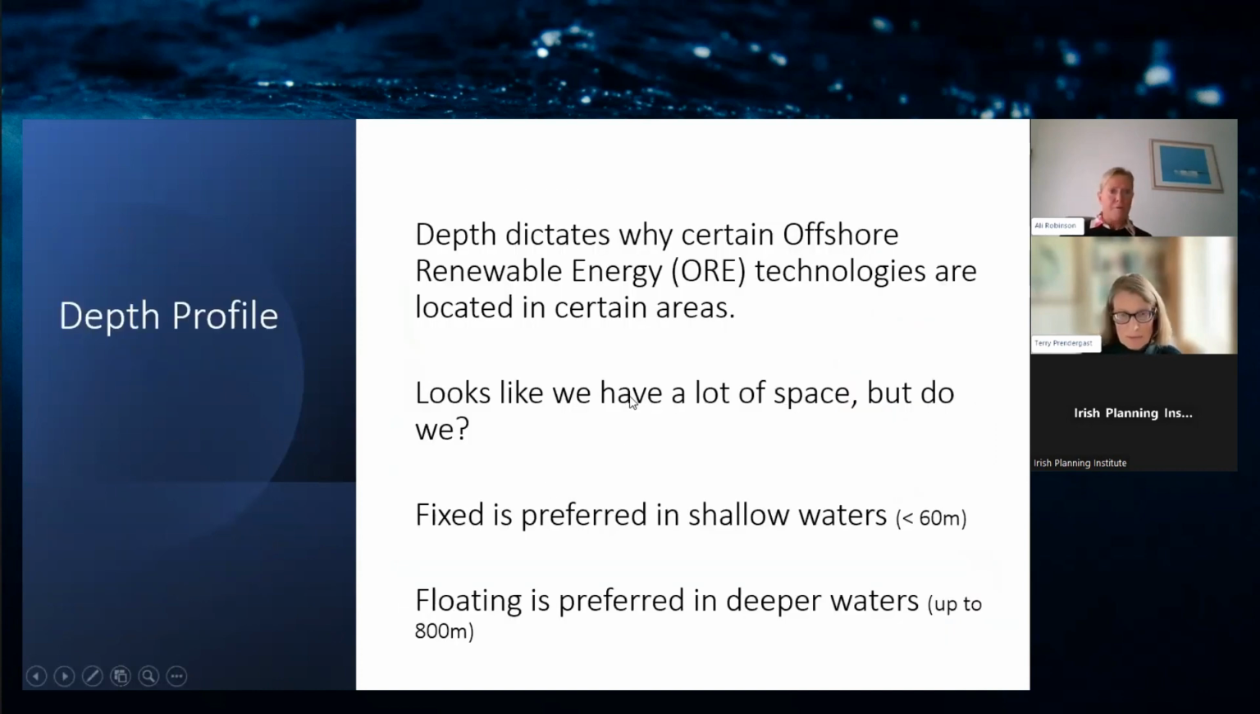So just to depth profiles then. Depth profile probably is one of the first methods of characterizing the seabed. And again, as planners, why is this important to us as planners? Depth very often will be one of the key constraints in constraint mapping, why offshore technologies are located where they are. That's just one example. And as we go through this, consider, do we have lots of space in our marine environment?